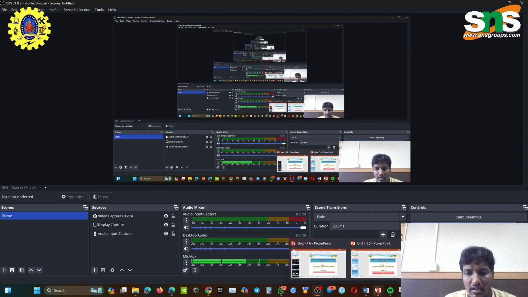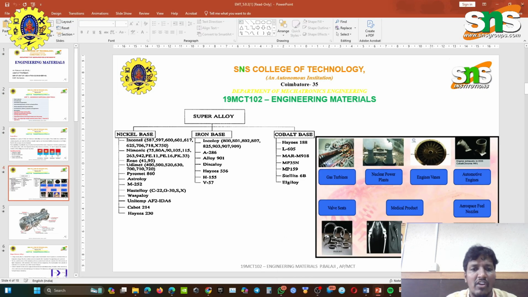Lastly, we can see the types: iron based and cobalt based. In Incoloy we have the 800 series iron based superalloys, like alloy 901, H155, V57, which are used for engine parts. Cobalt based ones like L605 and material IM918 are used for valve seats. We can use these for aerospace applications too.